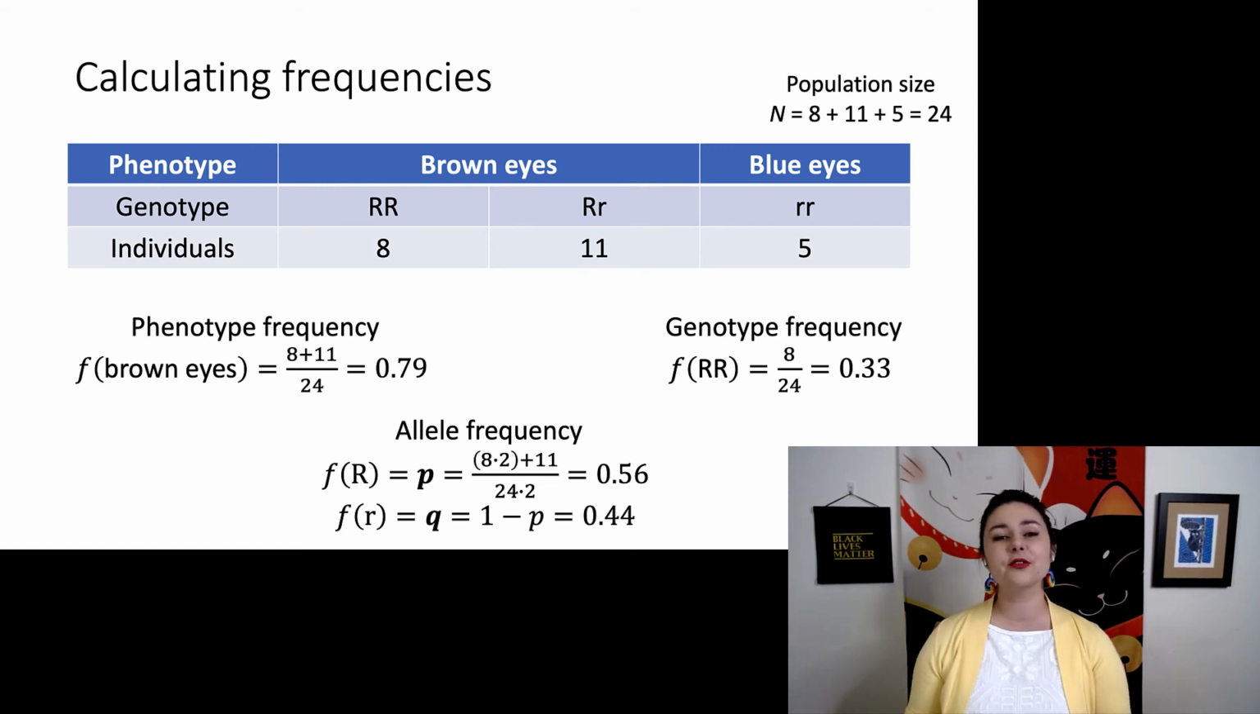Of course, because frequencies always have to add up to 1, if you want to figure out the frequency of the other allele, you just do 1 minus your previous number. So don't forget that handy cheat.